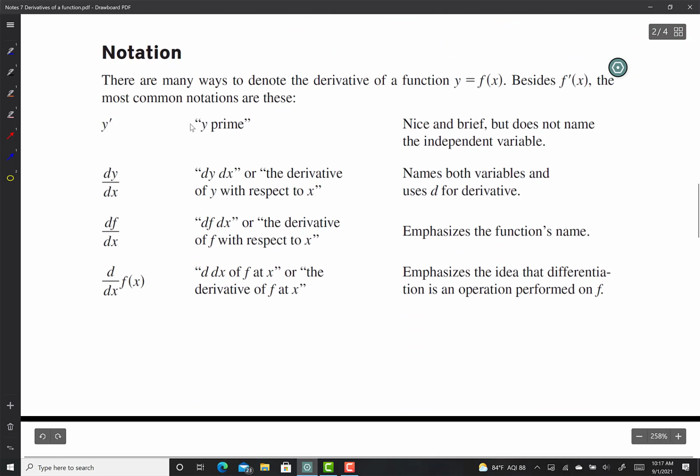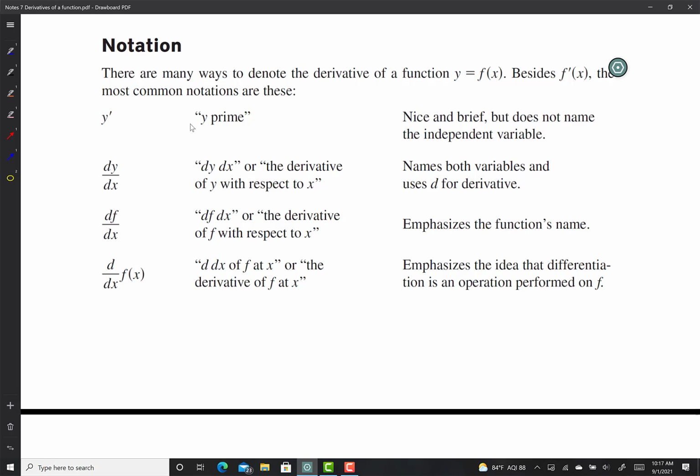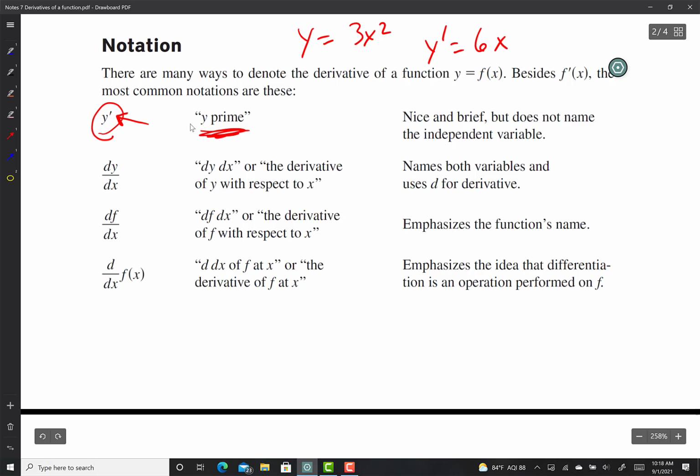So the notation for derivative. Here's your notation for derivative. A little prime symbol there, and you say it y prime. That means derivative. When do you use this one? If I tell you y equals 3x squared, then you would go y prime equals 6x, like what you just did right now in example 1.